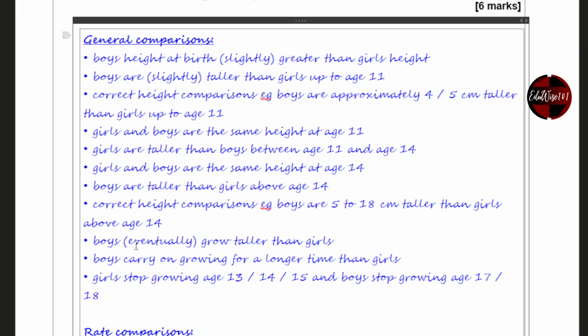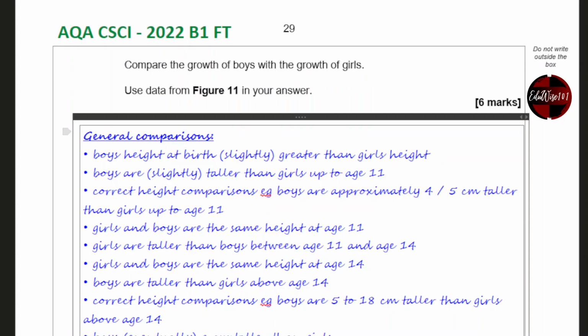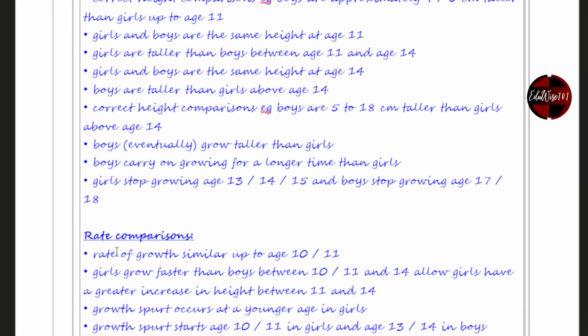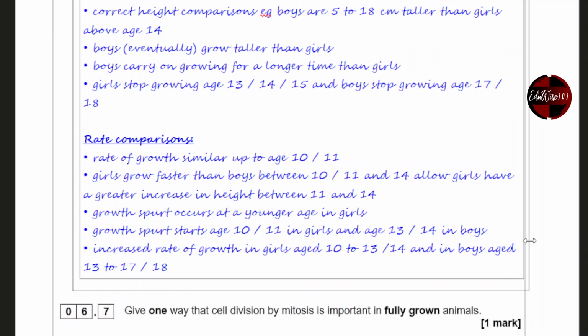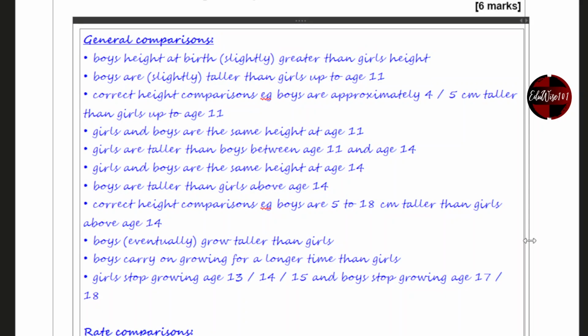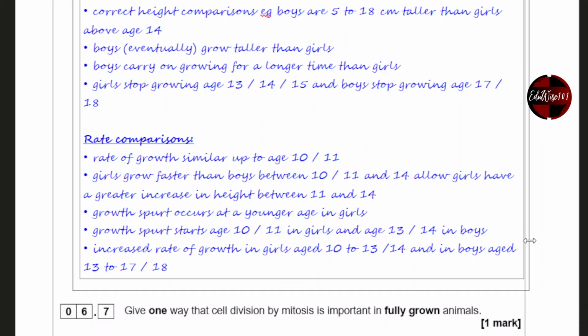You want some general comparisons, and because they're asking to compare the growth of boys and girls, you want rate comparisons. Rate is when you're saying how fast, right? Rate of growth is similar up to 10 to 11 years old. Girls grow faster than boys between 10 to 11 and 14. Girls have a greater increase in height between 11 and 14. So pause the video and have a look at the points. You can pause at this point for the general comparison, and for the rate comparison, you can pause at this point.